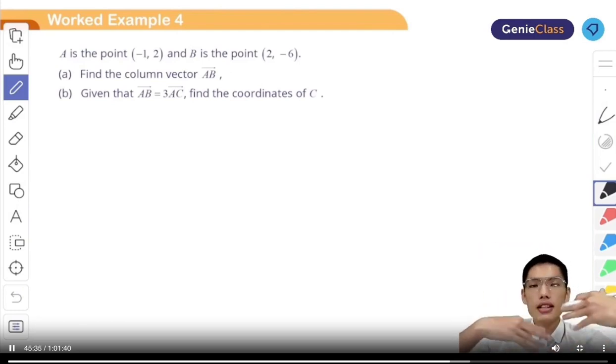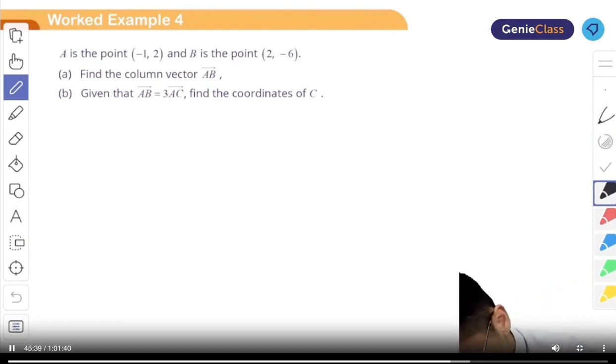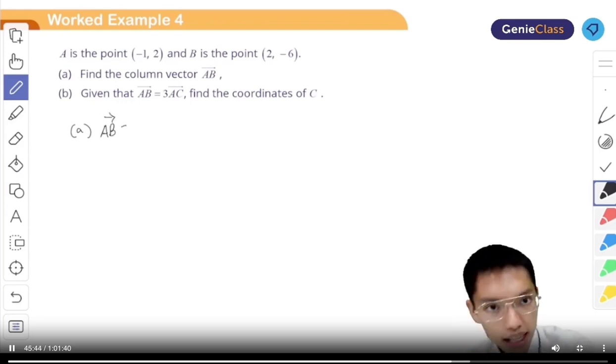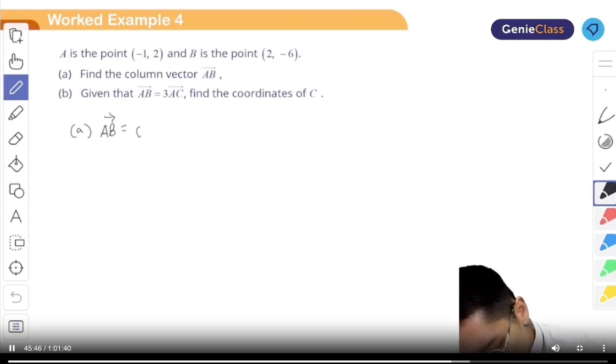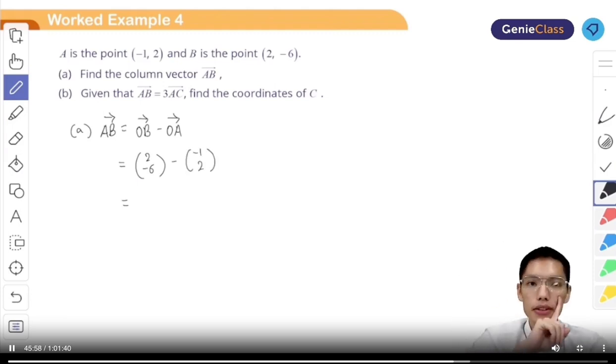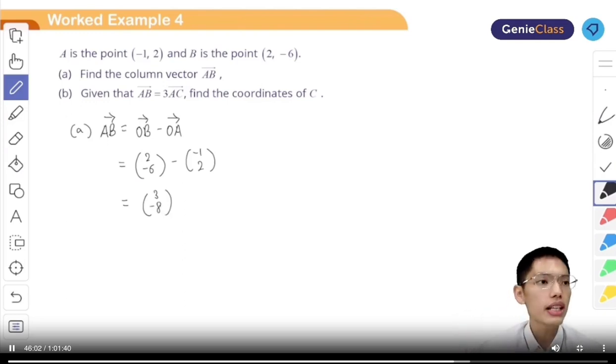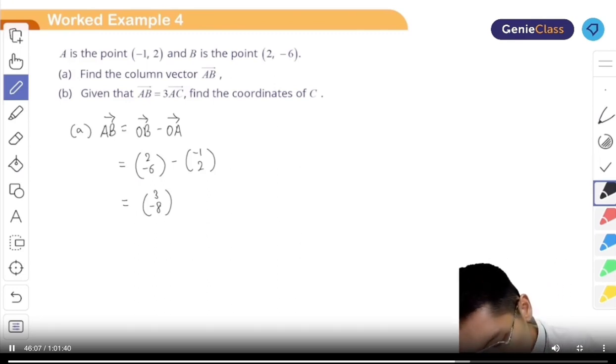That's why you realize certain questions can come about position and parallel vectors. This is one example. Now, column vector AB. AB follow the trend, second letter minus first letter. OB minus OA. In this case, it's going to be 2, negative 6, minus 1, 2. Simplify further. Negative 3, negative 8. From here, now, AB is equals to 3AC.